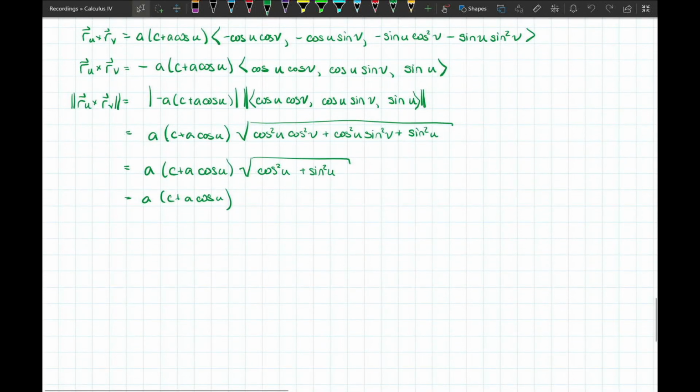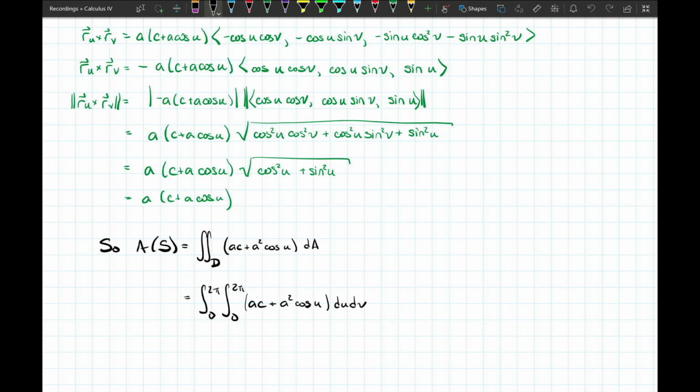Now we're ready to pop that into our surface area formula. The area of this surface S is the double integral of this magnitude, and I've just distributed the a across, so I have ac plus a squared cosine u. And I'll be integrating that over the parameter domain. And remember that the parameter domain is u and v, both from 0 to 2 pi. So it doesn't really matter whether I integrate du dv or dv du. But let's try du dv, simply because I only have u in the integral, and once I've finished integrating with respect to u, then I'll just have a constant, and I'll multiply that by 2 pi.